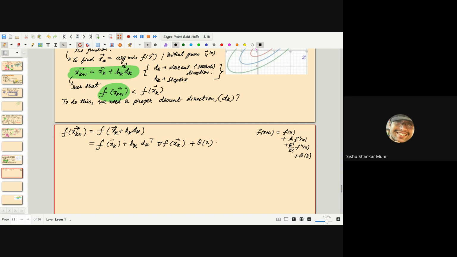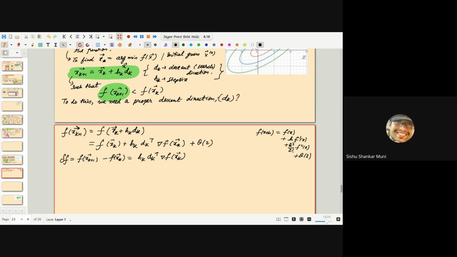Okay, fine. Now can you see what delta f is? Delta f means how much f has changed from xk. When you went to xk plus 1, what is the difference between f of xk plus 1 and f of xk? So you just take the minus. This is nothing but f of xk plus 1 minus f of xk vector. This is nothing but hk dk transpose grad f of xk. Do you agree?